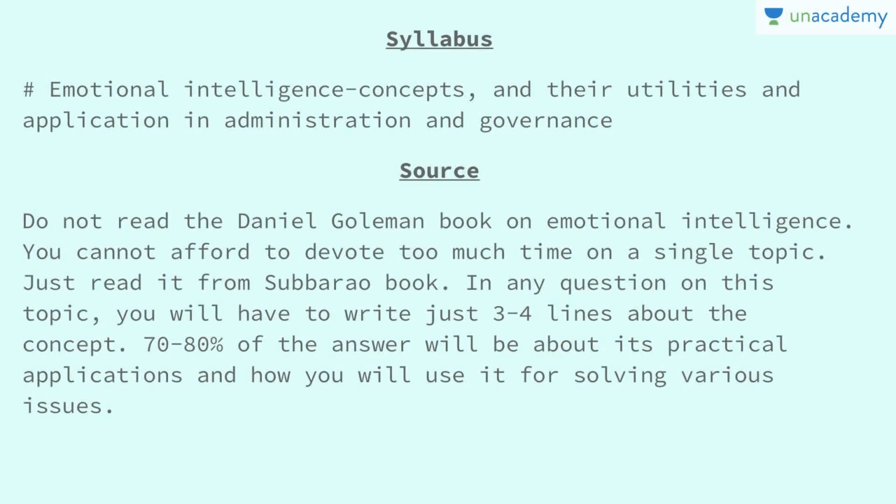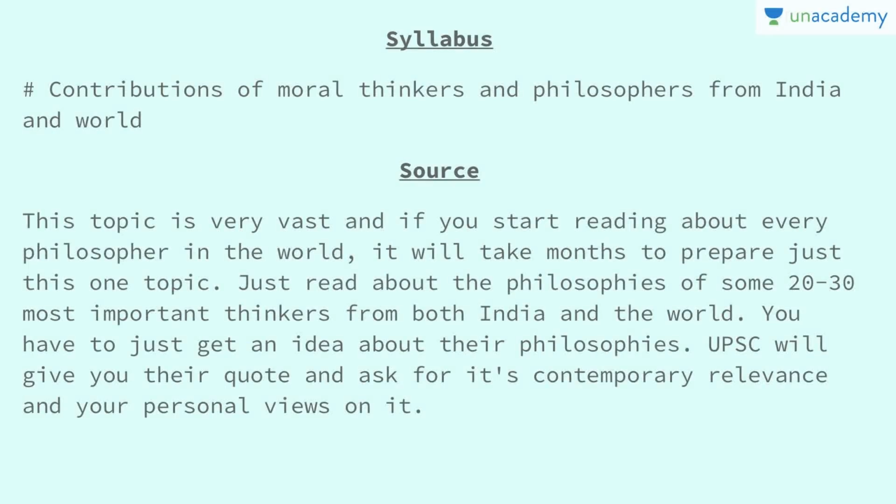And emotional intelligence is a typical psychology concept, but you don't need to read the entire book. Subbarao has it. In any question you'll have to write just 3 to 4 lines about the concept. Again, 70 to 80% will be based on application. So just read what emotional intelligence is, the basic concepts, its utilities, and its application in administration and governance. You don't need to go through the entire book by Daniel Goleman. That is not worth it. Don't devote that much time.